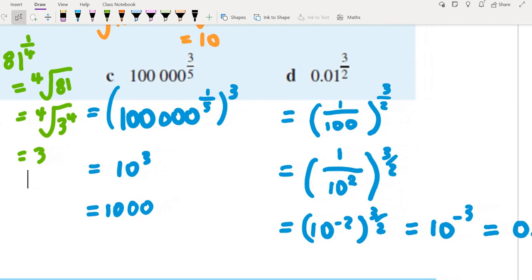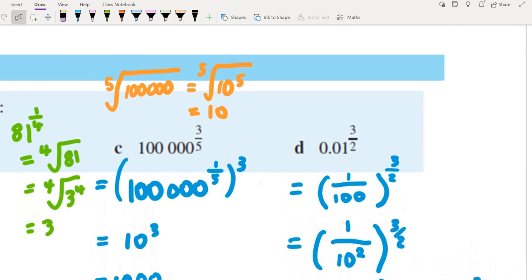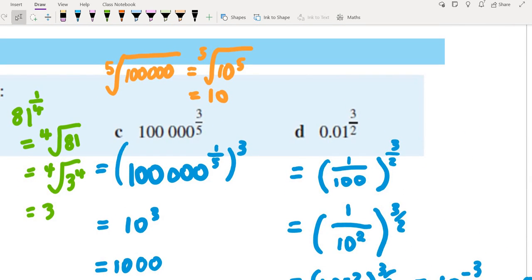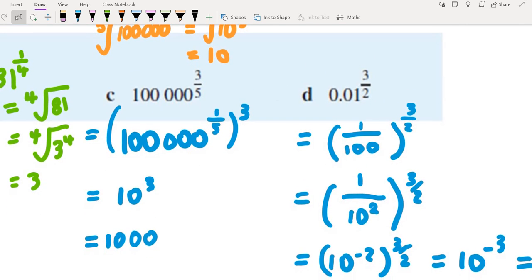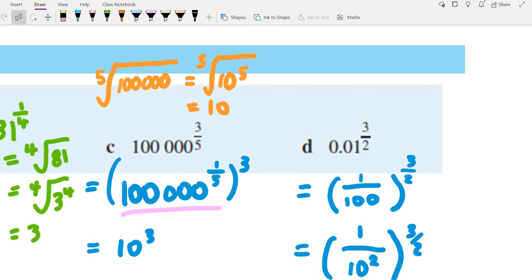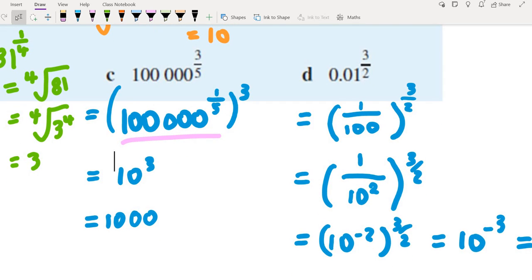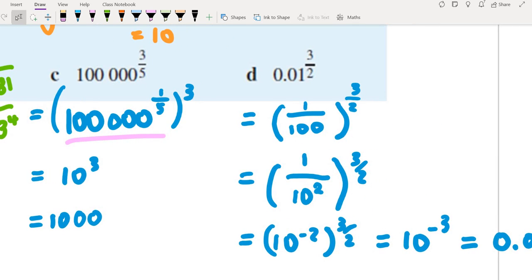Over here, we want to use the idea that 100,000 is the same as 10 to the power of 5. So if we split up 3 over 5 into 1 over 5 and 3, then the first bit here, you can see that's going to be the same as just saying 10. Then we end up with 10 to the power of 3, which is 1,000.